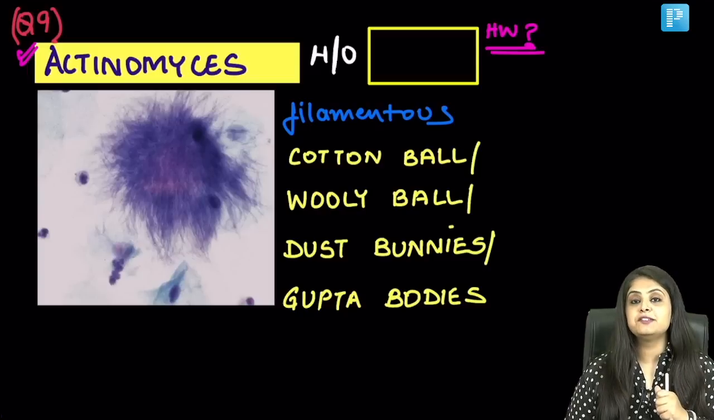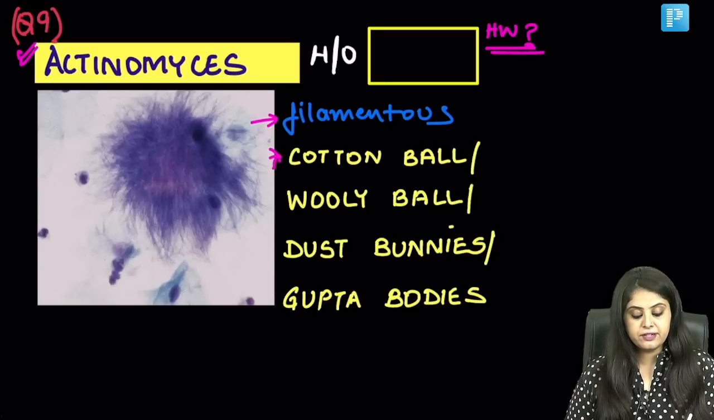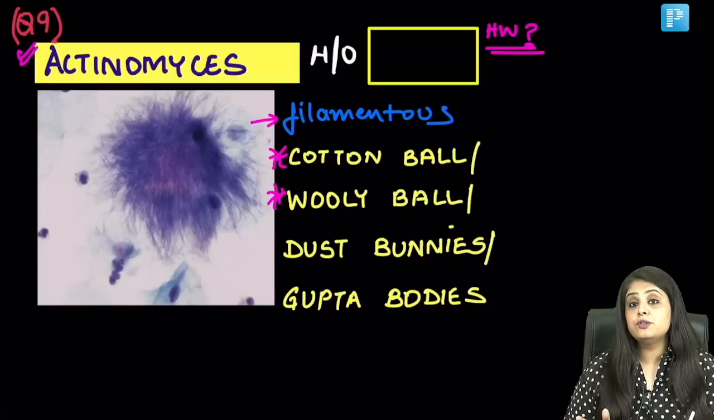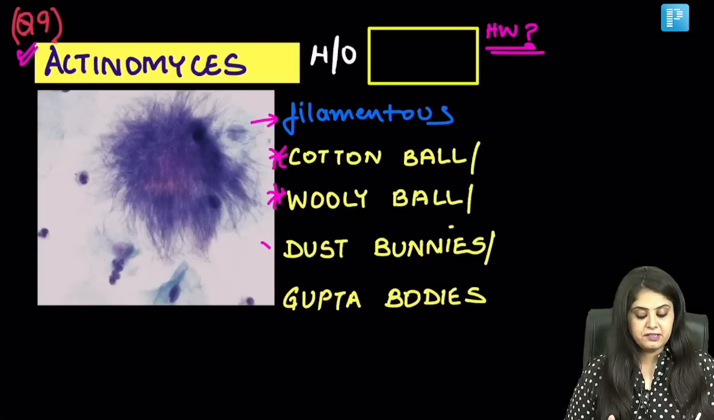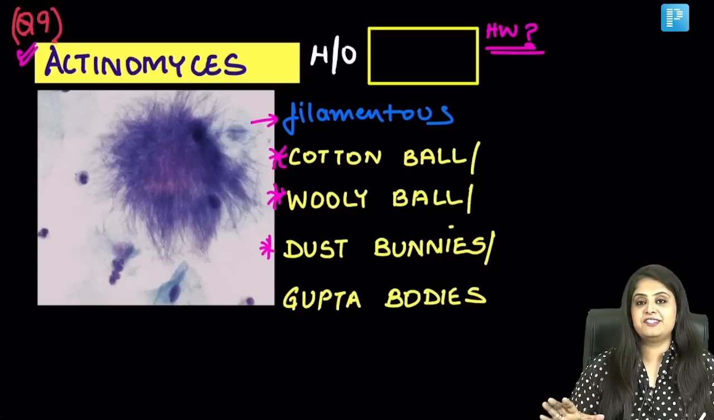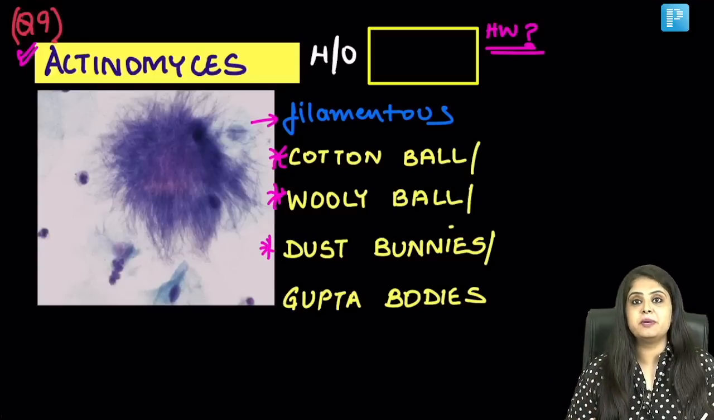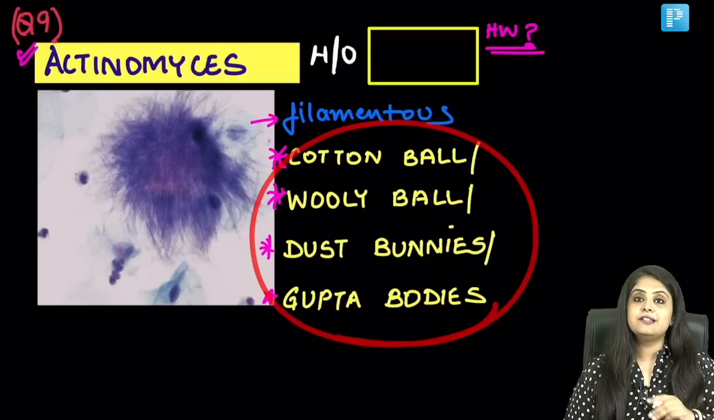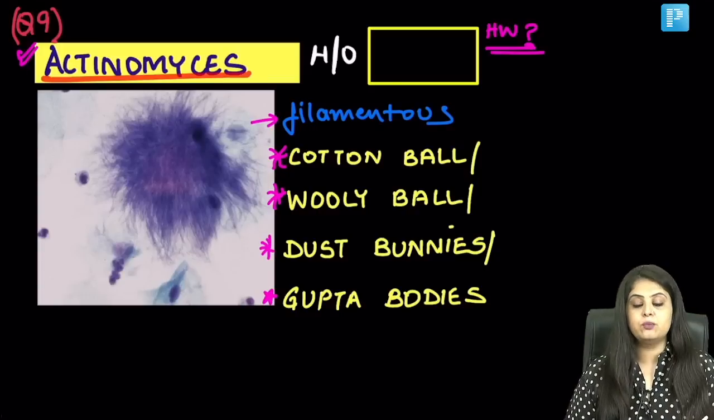How does actinomyces look under the microscope? It looks like these dhagas or threads, filamentous. After that, you can give it any name as per your imagination. Some people say they look like the threads of cotton, so they call it cotton ball. Some people say they look like the threads of wool, so they call it woolly ball. Some people say, ma'am, it looks like dust, nothing. Thus it's going to be dust bunnies. Some people want to give credit to the scientists, so they call it Gupta bodies. No matter what name is given over here, it is the same thing, talking about actinomyces.